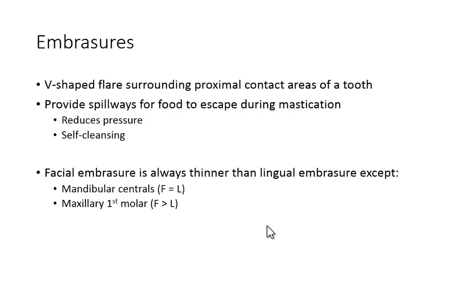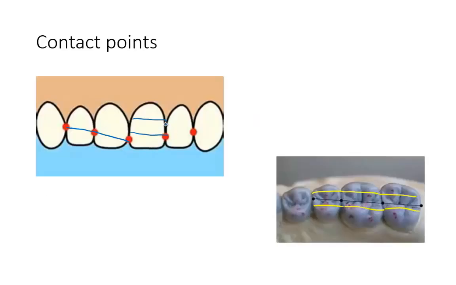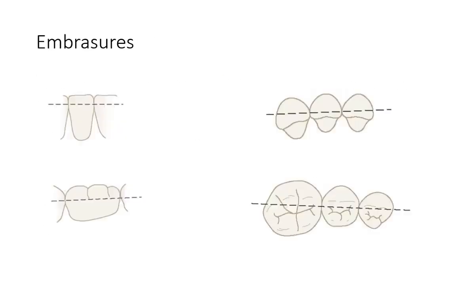So moving on, embrasures. An embrasure is a V-shaped flare surrounding proximal contact areas of a tooth. What that means is everywhere that you have a contact point, like right here, you're going to have this V shape right here. As you can see, each of those are embrasures. There are different types of embrasures. Right here we have an incisal embrasure because it's the V shape formed at the incisal edge.